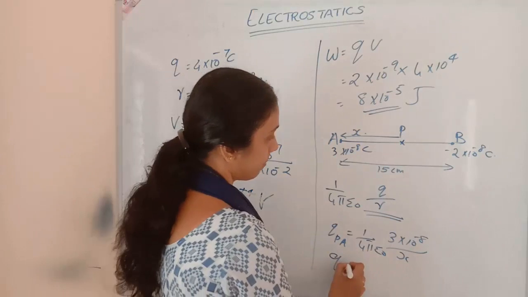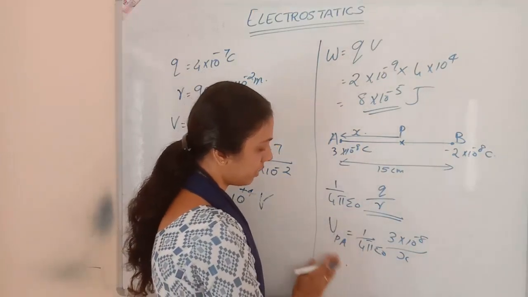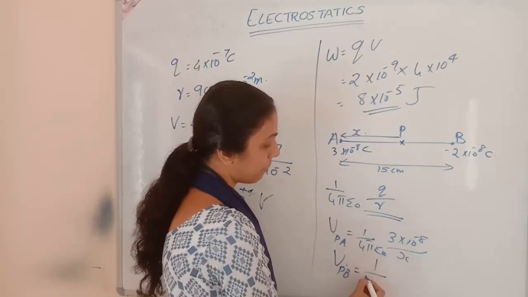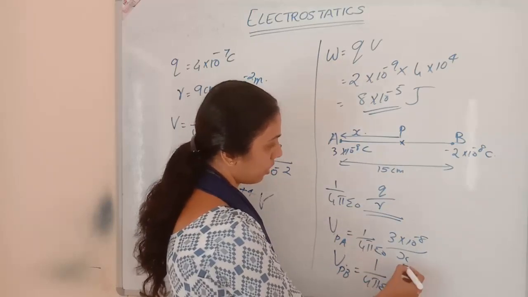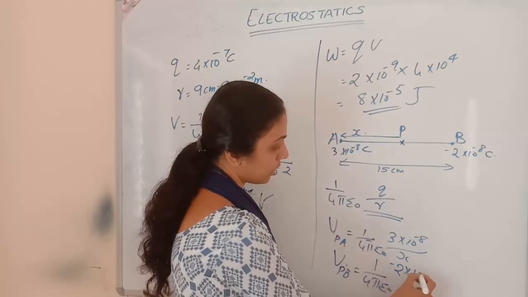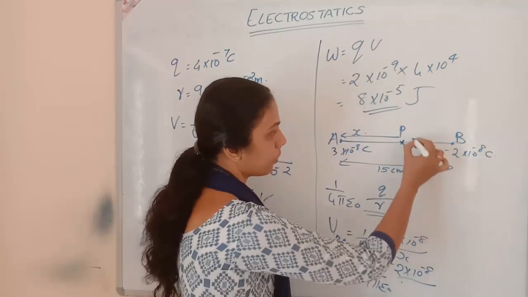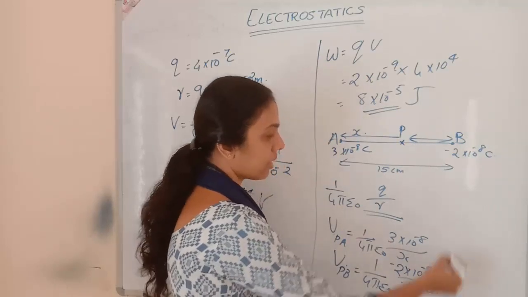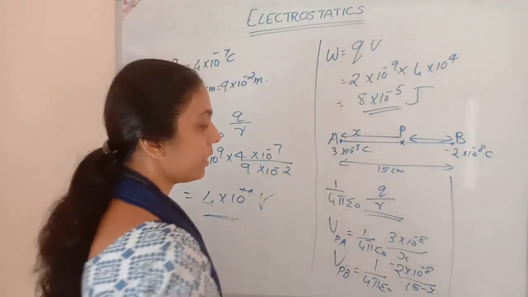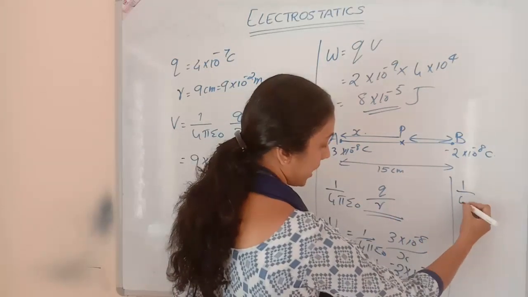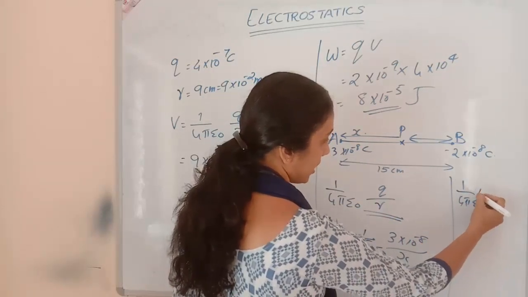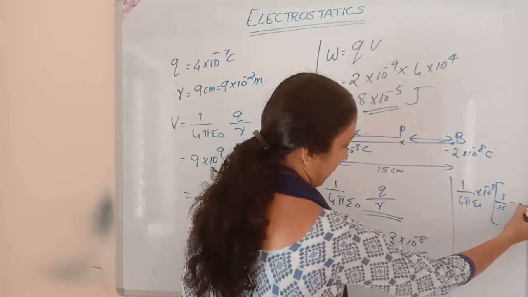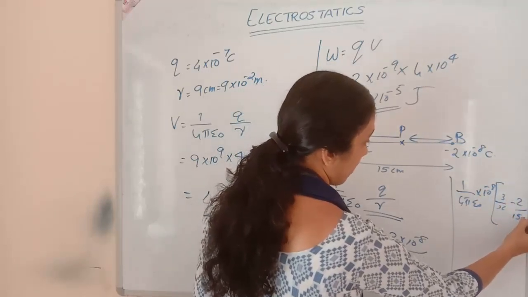Q, not Q, B. The potential at P due to B is 1 by 4 pi epsilon 0 times minus 2 into 10 to the power minus 8 divided by, what is this distance? 15 minus x. Okay, so the net will be equal to 1 by 4 pi epsilon 0, which is common, and 10 to the power minus 8 also common. So 3 by x minus 2 by 15 minus x.